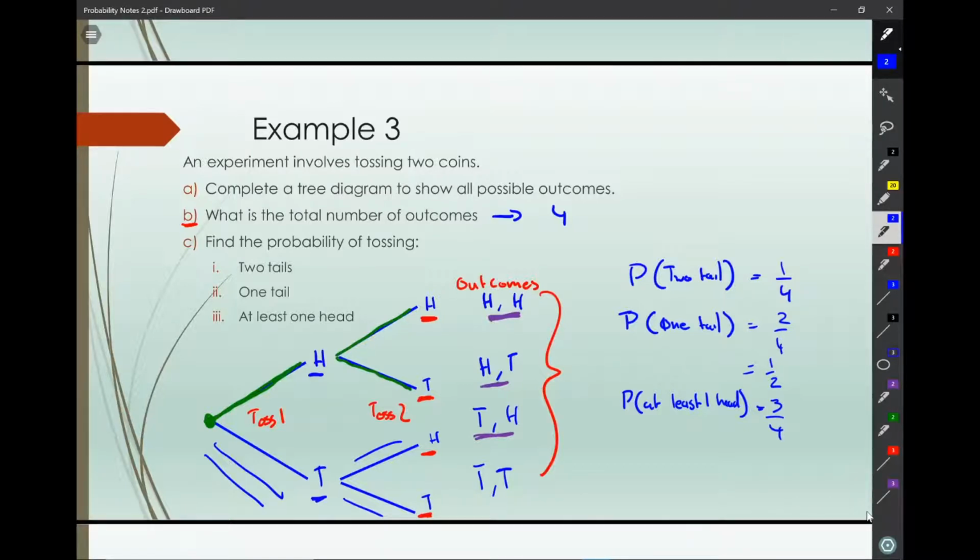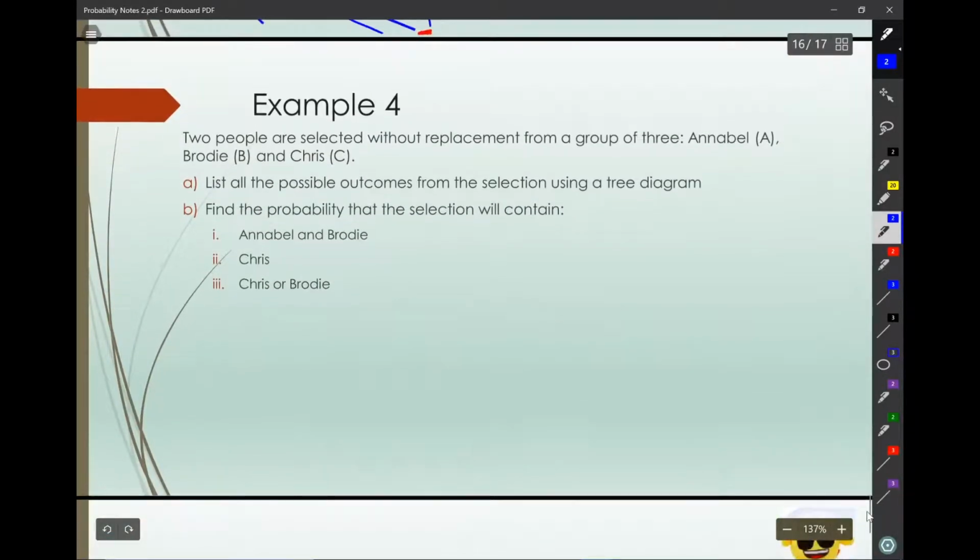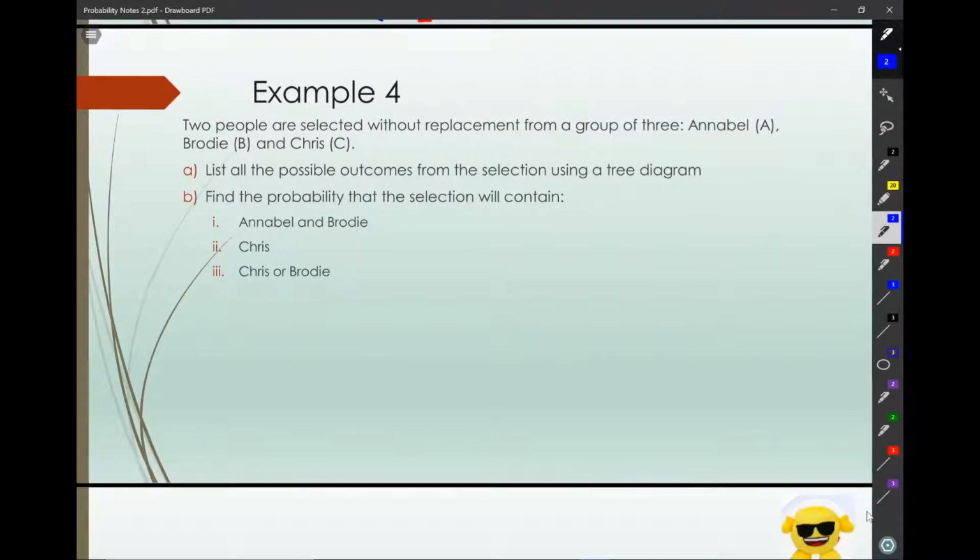Now we can also use tree diagrams to show experiments where there is no replacement. Okay, so in this example, we have a group of 3 people, Annabelle, Brody, and Chris. We need to choose 2 people from this group, but once a person has been chosen, they can't be chosen again. So to put all this in a tree diagram, we start again from one point, and in our first choice, we have 3 possible options. We could choose Annabelle, we could choose Brody, or we could choose Chris.